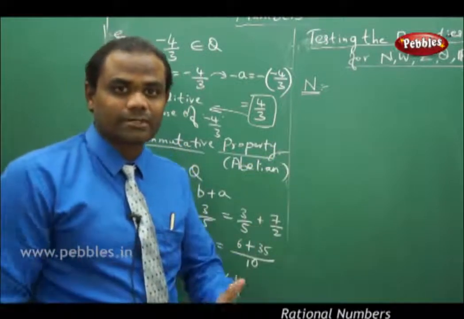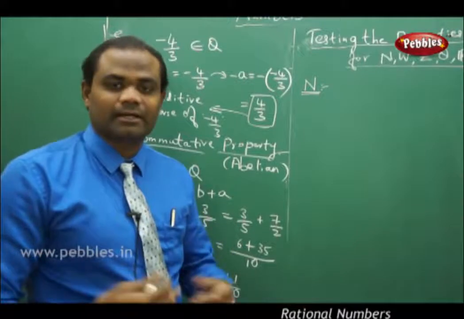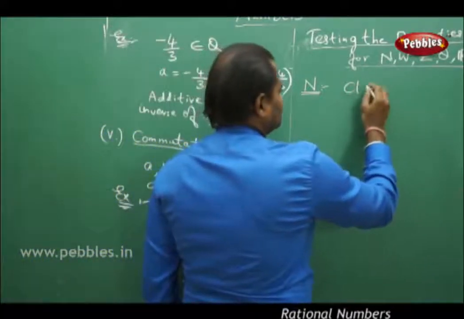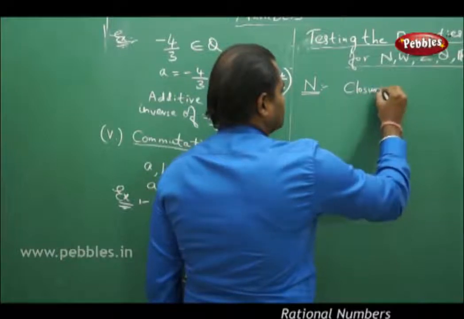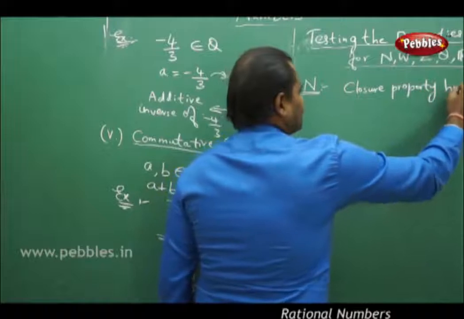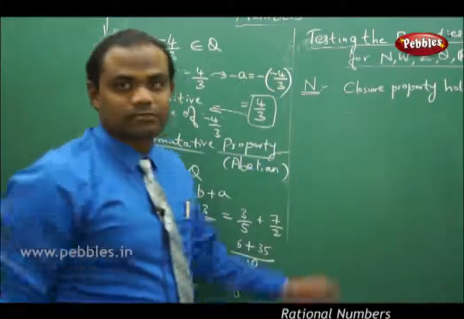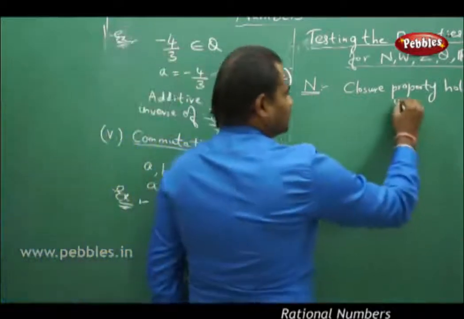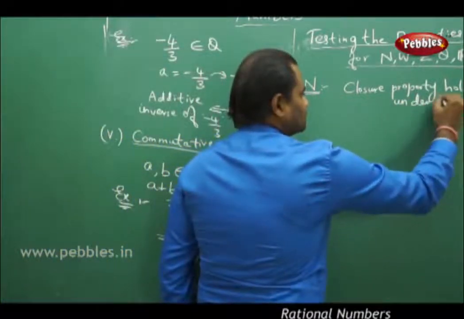Yes, you take any two natural numbers and add them, you get back the natural number. So closure property holds. It doesn't fail in any case. So all natural numbers satisfy the closure property under addition.